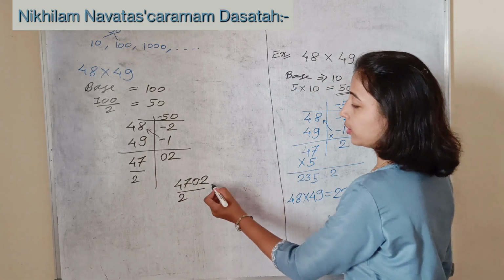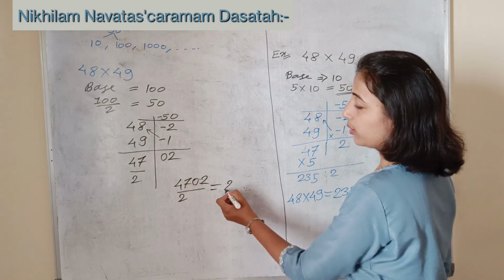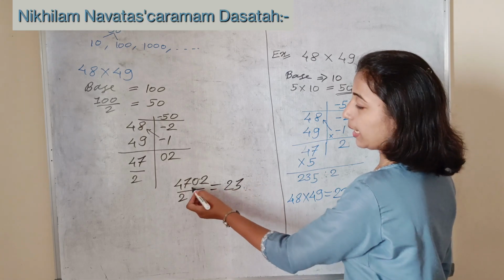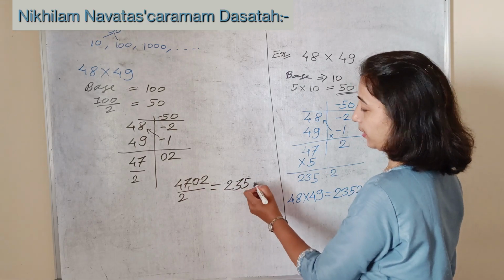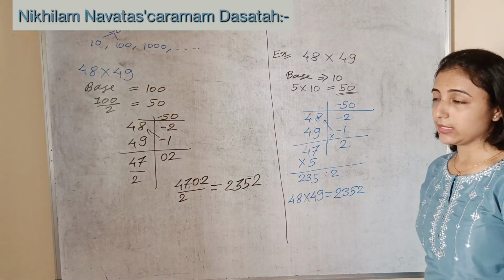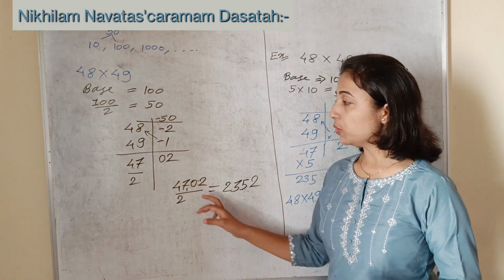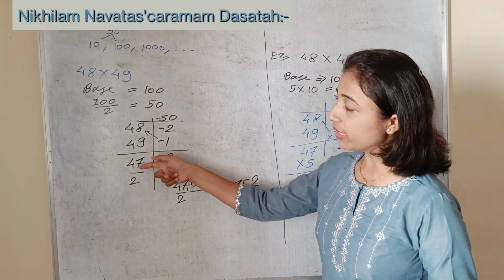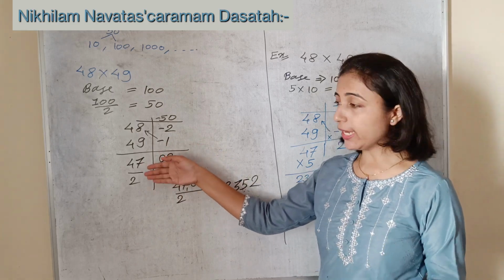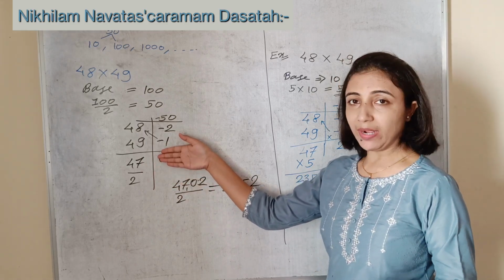So here 2 2s are 4, 2 3s are 6, and 1 remains. So this 0, 2 5s are 10. 2 we have to write as it is. So here, as per the requirement, you only have to shift this right side digit to the left hand side. Otherwise, if instead of 47 it is 48, then 48 we divide by 2.